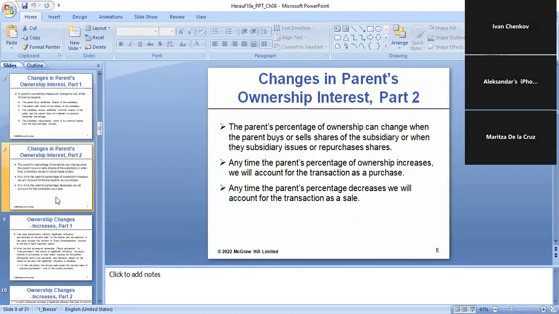parent ownership. The parent's percentage of ownership can change when the parent buys or sells shares of the subsidiary, or when the subsidiary issues or repurchases shares. Now, anytime the parent's percentage of ownership increases, that will be accounted for as a purchase, and every time it decreases, that will be accounted for as a sale.